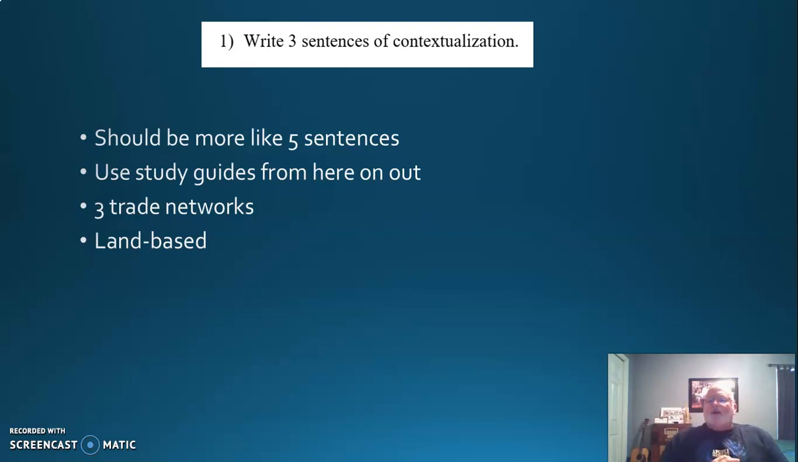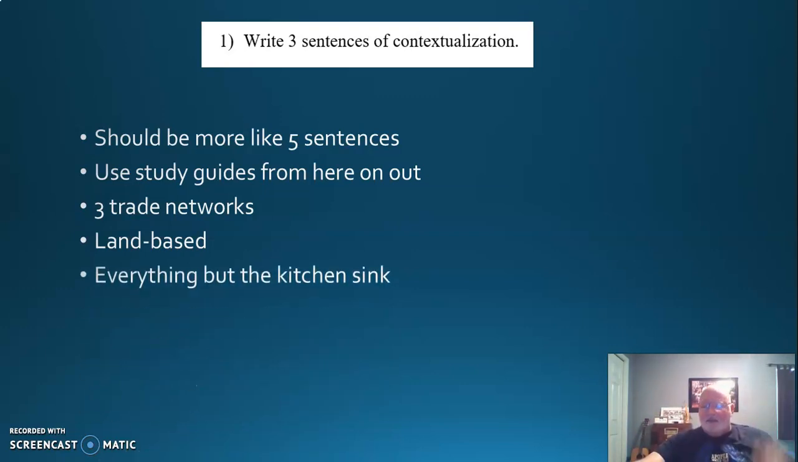Just make sure you put a lot of stuff. And the old country saying is, everything but the kitchen sink. If I was you, I would put the kitchen sink in too. So I'm having you do 3 sentences here just so this doesn't take you that long.